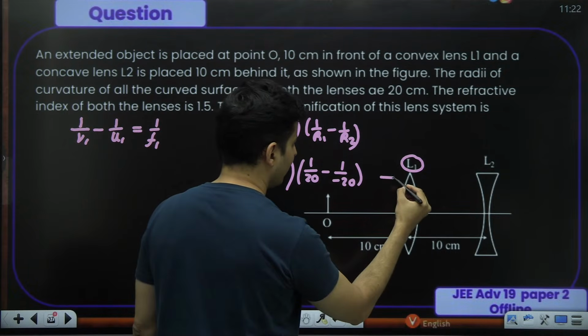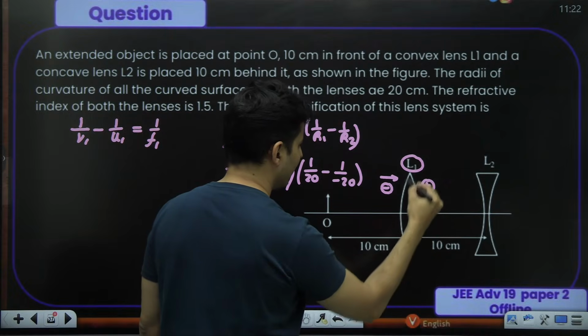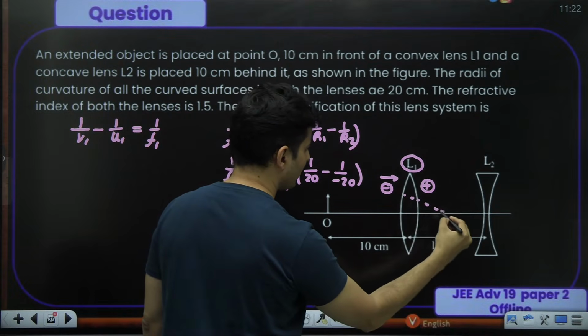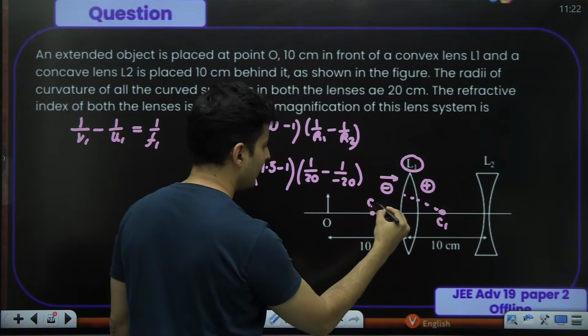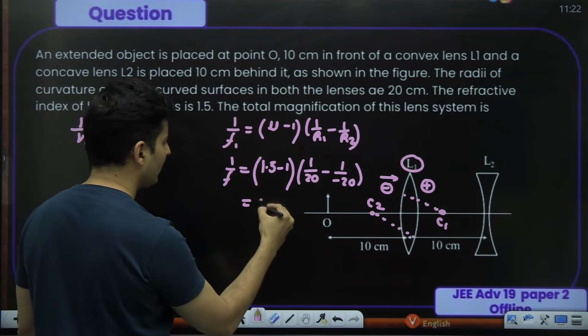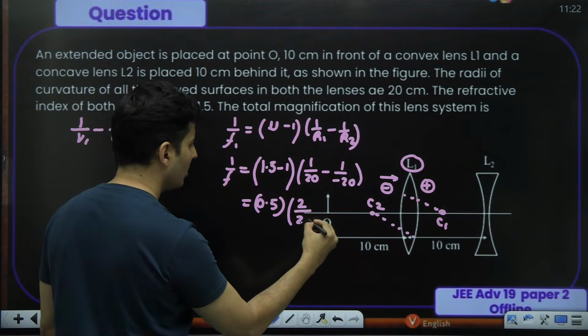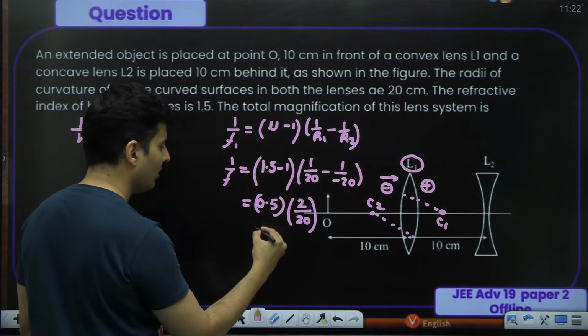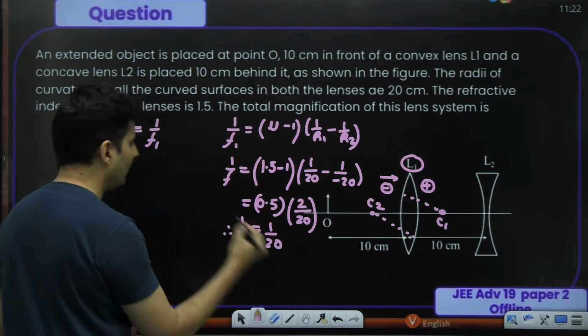If the rays are going like this, this will be the negative side. This will be the positive side. This is the first surface whose center of curvature will be on the positive side. The second surface will have a center of curvature over here. So this will become 1.5 minus 1 is 0.5, and minus minus will become plus. So 2 by 20, 2 into 0.5 is 1. So it will become 1 by 20. So 1 by f is 1 by 20.